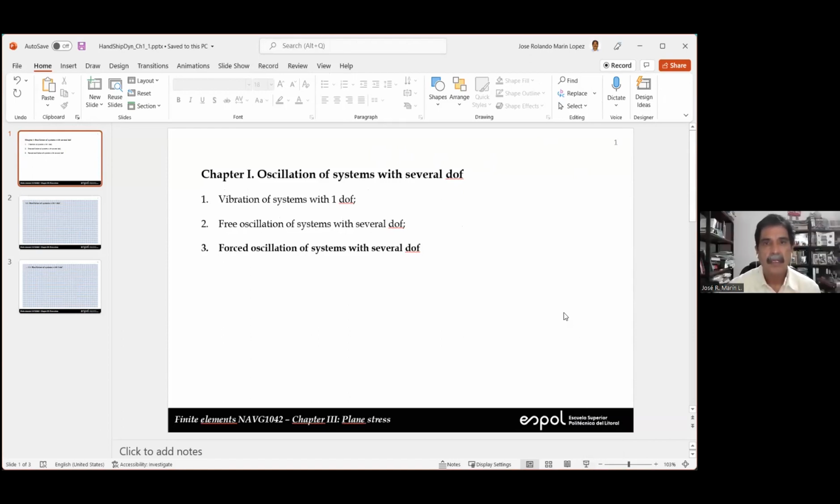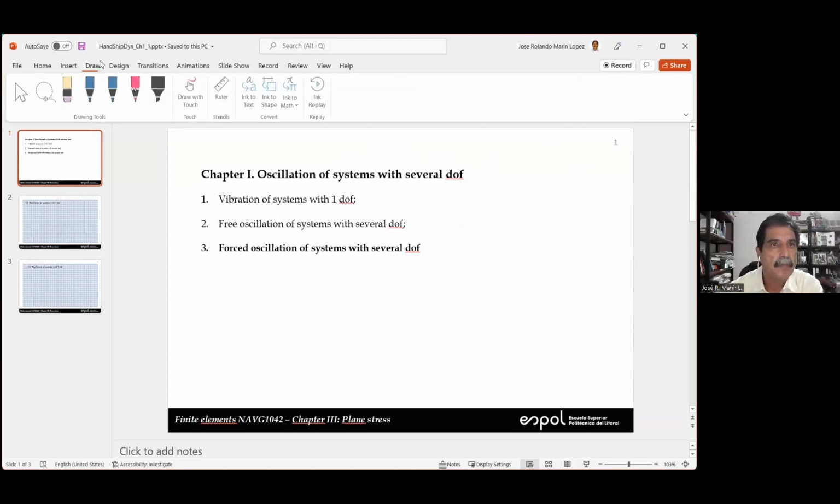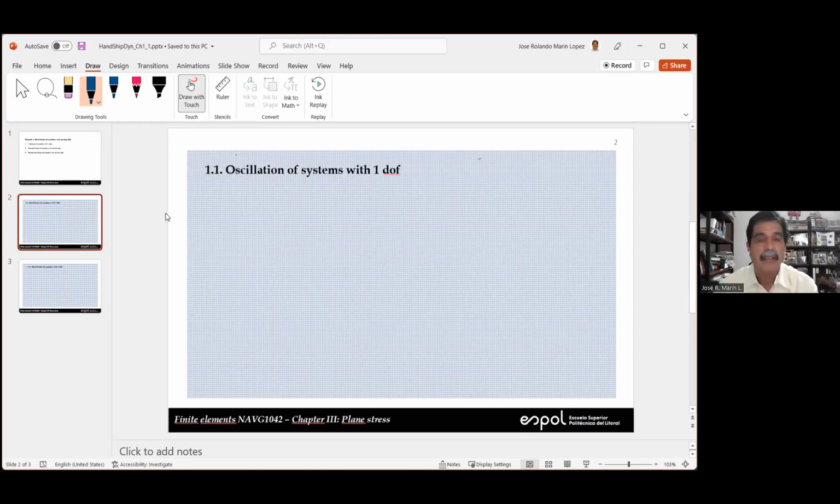Okay, so these are the three topics that we're going to be working in this chapter. Vibration of systems with 1 degree of freedom, and then we're going to separate free and forced vibration of systems with several degrees of freedom. I'm not going to solve all of that. I'm just going to highlight some of the main characteristics of the problem, that's all.